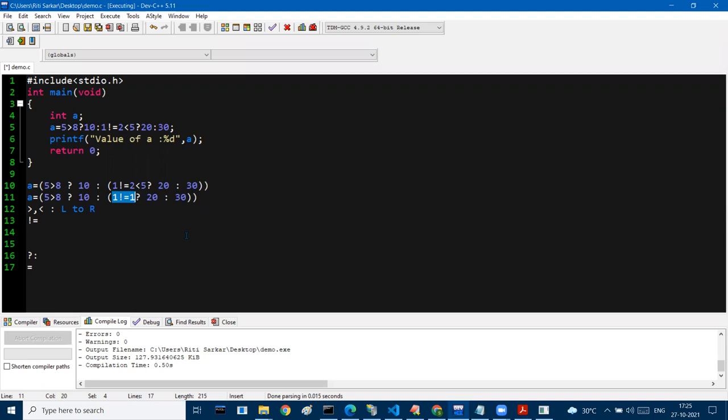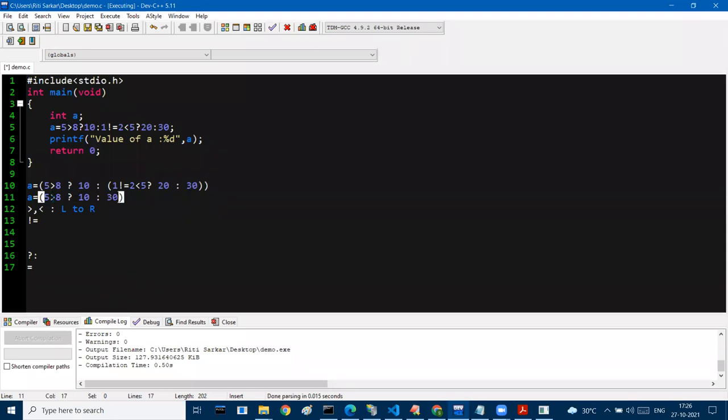Sir, 1 is equal to 1. So that means this part is basically false. It is not true. Once this is false, the conditional operator is here, so which value will be executed? Sir, 30. So that means from here, we will get 30 as an answer.